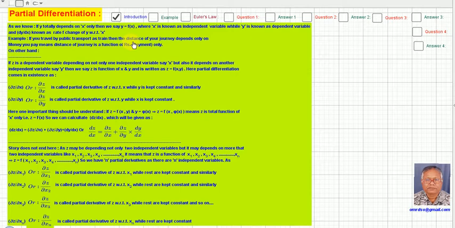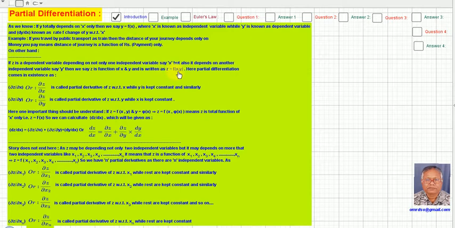So mode of conveyance and class are basically variables, and comfort is also a variable, but comfort depends on these two. These two, I mean the class of the journey and the mode of conveyance, are both independent variables while comfort is a dependent variable, and so on. So suppose z is a function of two variables x and y, then only this partial differentiation comes into existence.